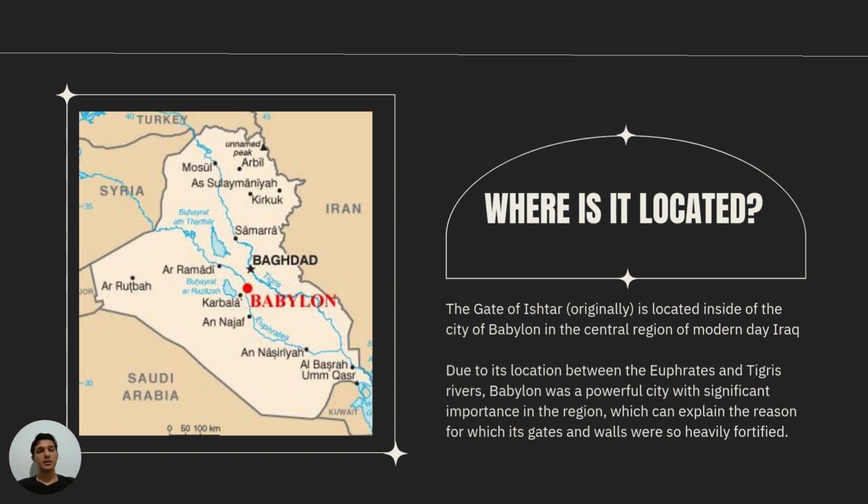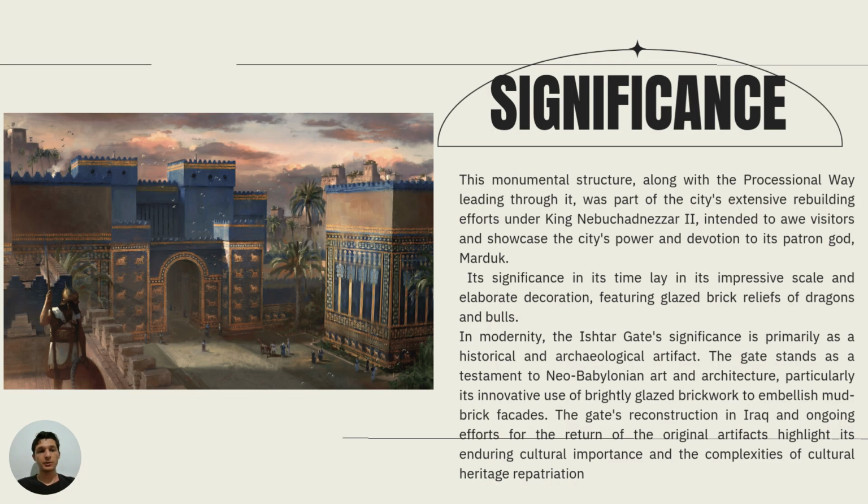Because of this, it also meant that the city needed strong defenses. As a result, the walls and gates of Babylon were heavily fortified, as you will see in an example in a few seconds. Here we can see a representation of how the Gate of Babylon, the Gate of Ishtar, I may say, would have looked along with its walls.